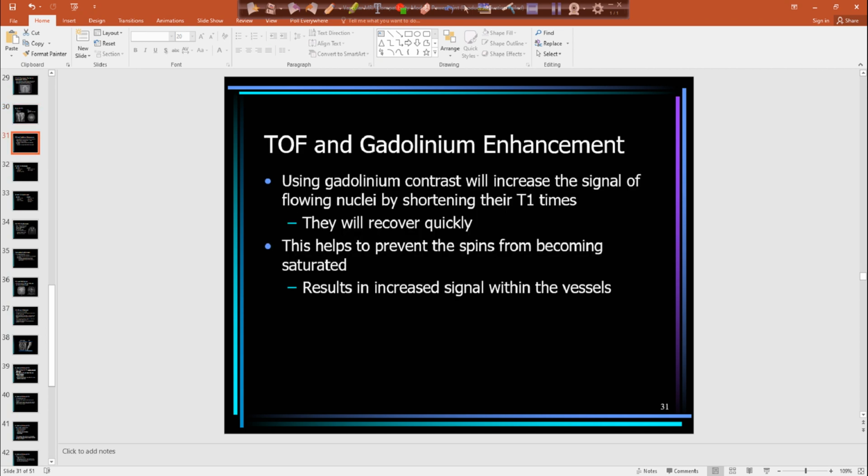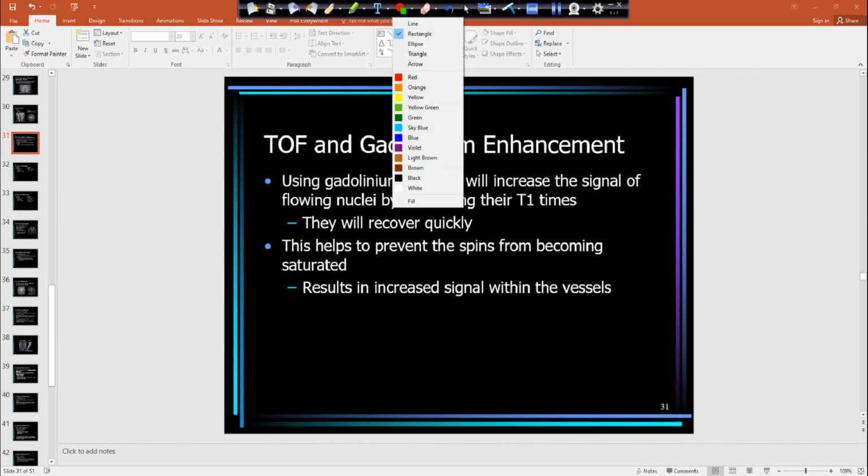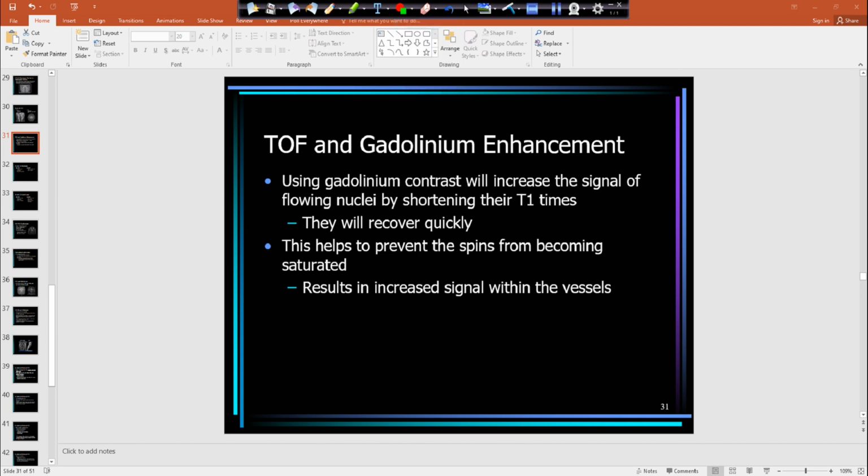All right, time of flight with gadolinium enhancement. So most of the time you don't need gadolinium contrast when we're doing these time of flights, but if the ordering physician asks for a time of flight with and without contrast, you're going to get higher signal in those vessels because we're going to shorten our T1 times. So let's go over our T1 relaxation curve one more time here.